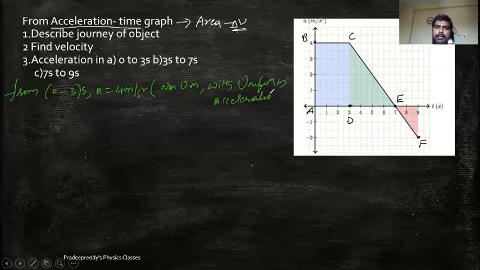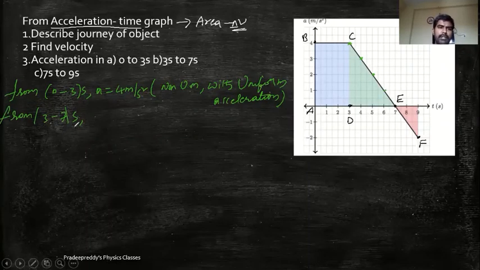Non-uniform motion with uniform acceleration from 0 to 3 seconds. Next, coming from 3 to 7 seconds. From 3 to 7 seconds, what is happening to acceleration? Acceleration is decreasing. From 4, it is becoming 3. From 3, it is becoming 2. And from 2, it is becoming 1 and then 0. So it is decreasing, right?